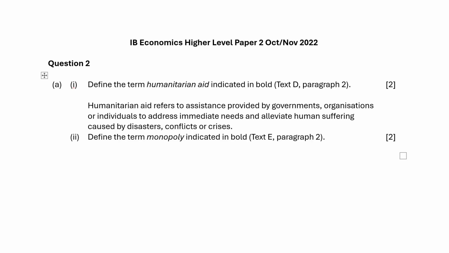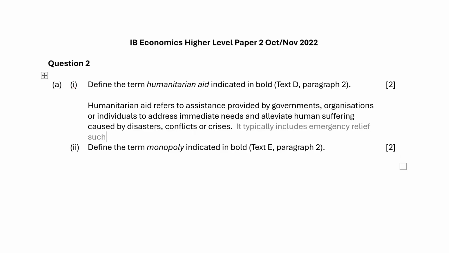It typically includes emergency relief such as food, shelter, medical supplies, and reconstruction support.